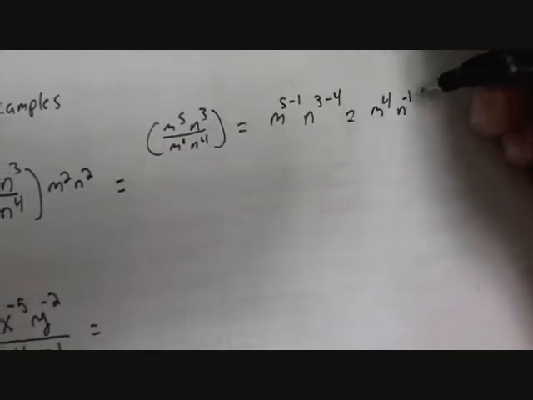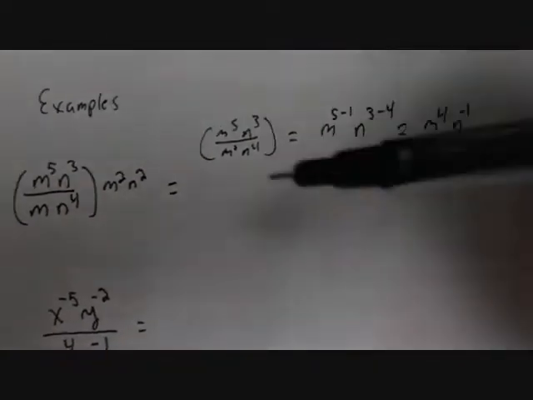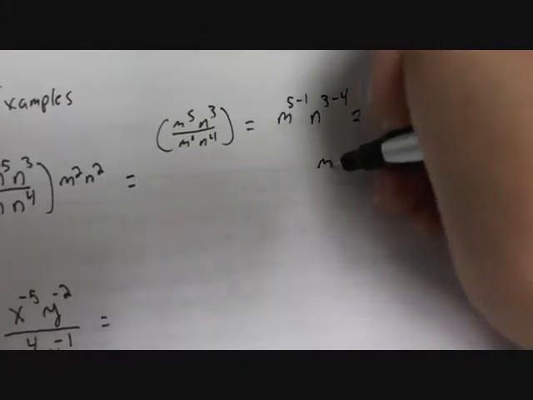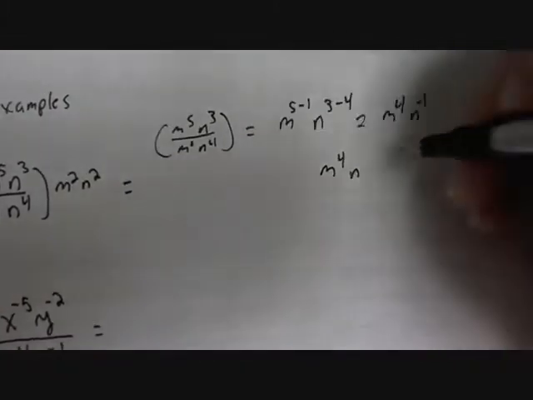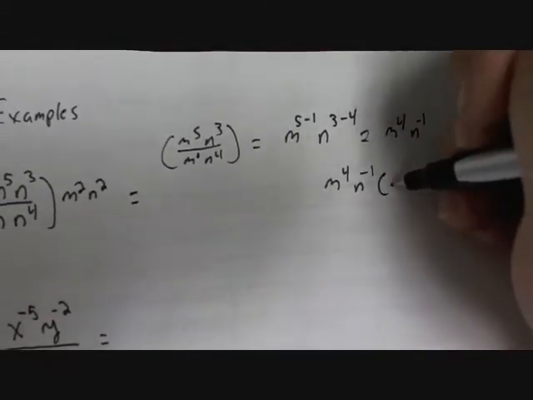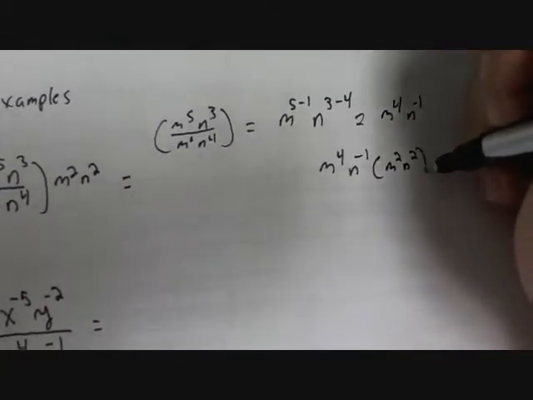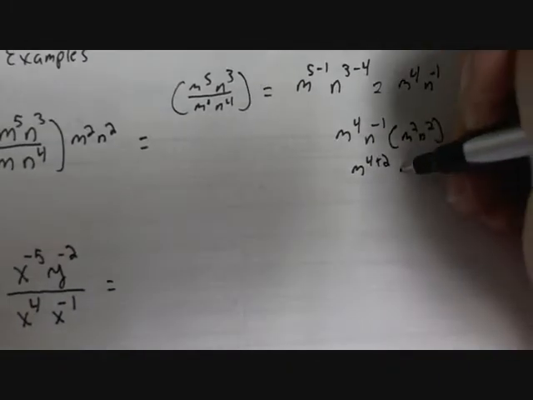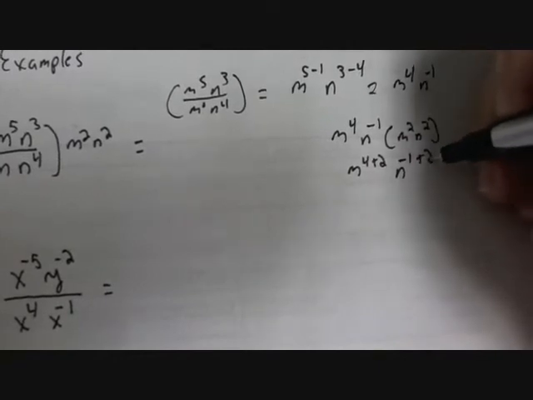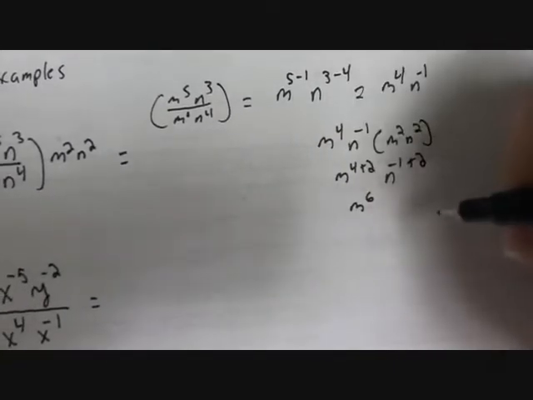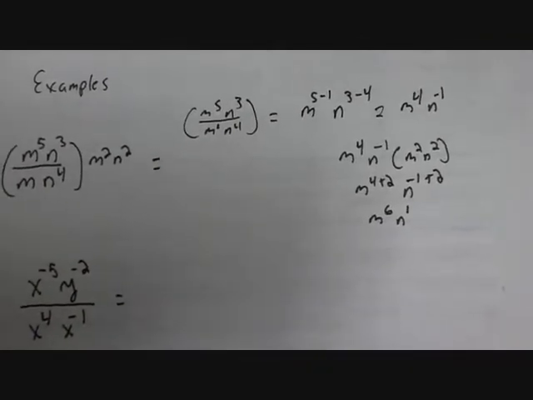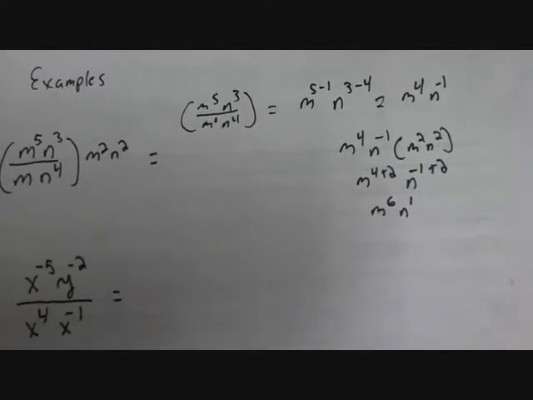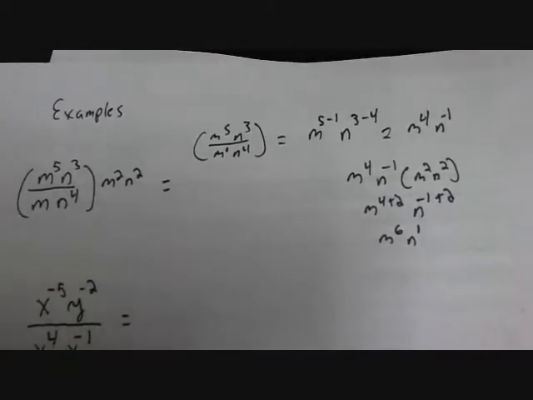You have m to the fourth n to the negative 1. Now you multiply it by the m squared n squared. So m to the fourth n to the negative 1 times m squared n squared. Now this is just the product. So it's m to the 4 plus 2, n to the negative 1 plus 2. So that gives you m to the 6 n to the 1. So remember, you can only keep your m's with your m's and your n's with your n's.